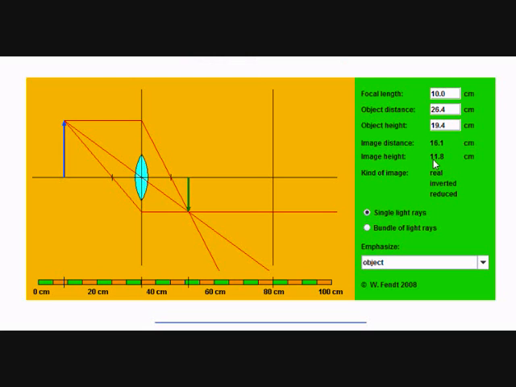Magnification is simple to calculate as well. That's simply the image height over the object height. And in this case, if we do 11.8 and divide it by 19.4, you're going to get a fractional number, so that would mean that it's been reduced.